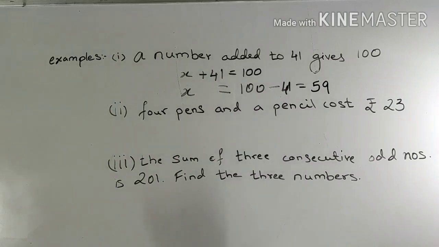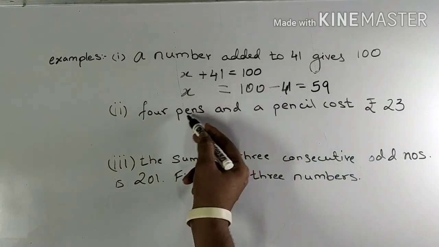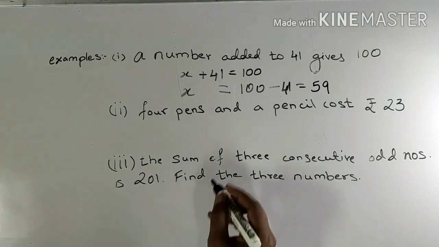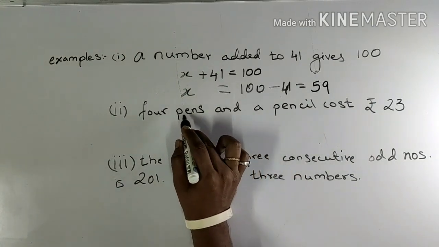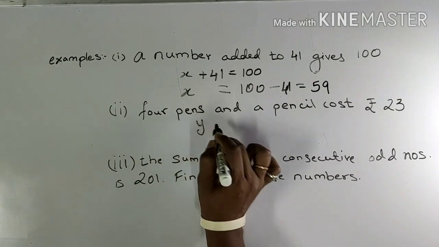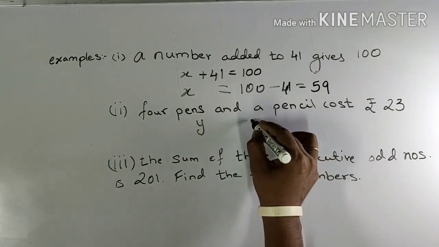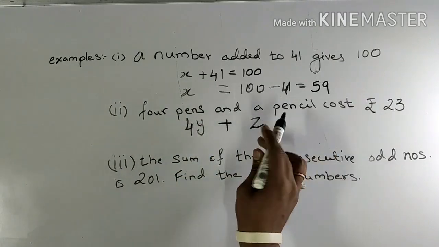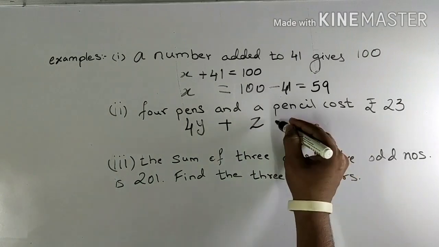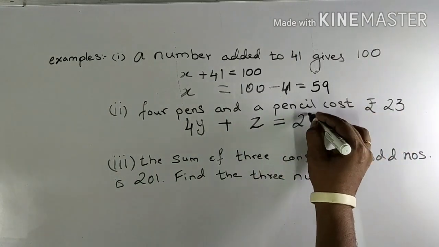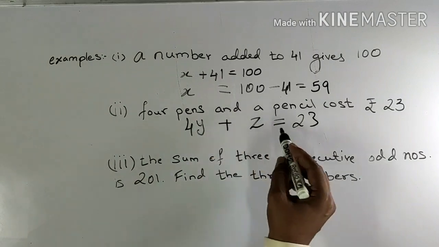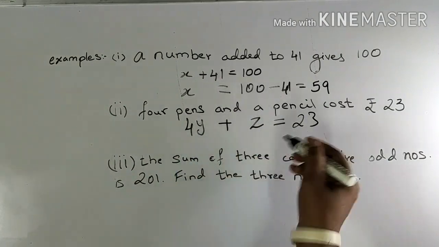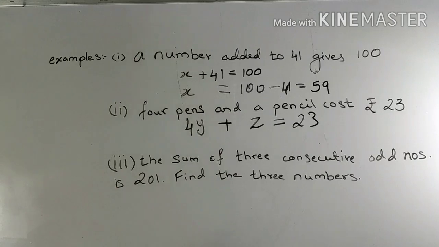Now 4 pens and pencil cost rupees 23. I don't know the cost of one pen or one pencil, so I'll write it as a variable. Let the cost of pen be y and let the cost of pencil be z. So 4 pens plus 1 pencil, 1 z, gives you rupees 23. Since I have two unknowns over here, I need one more equation to solve and find the value of both the variables. Third example, the sum of three consecutive odd numbers is 201.